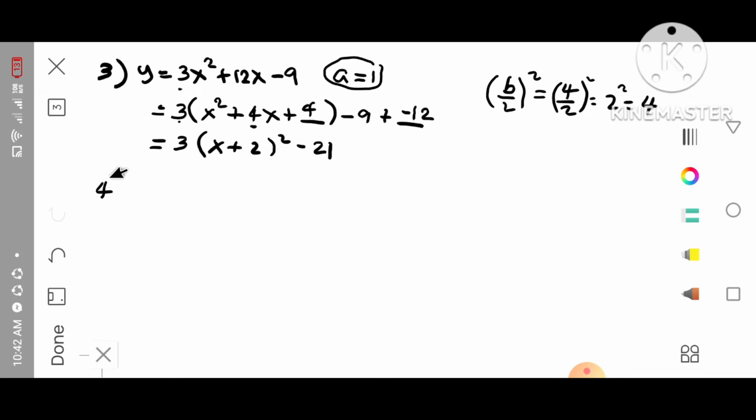Okay, let's go to number 4. So supposing you are given y is equal to x squared minus 11x plus 20. Okay, so sinadya ko yung b natin ngayon, hindi siya divisible by 2, no? If you notice, no? So again, let's isolate 20. Put a blank here.